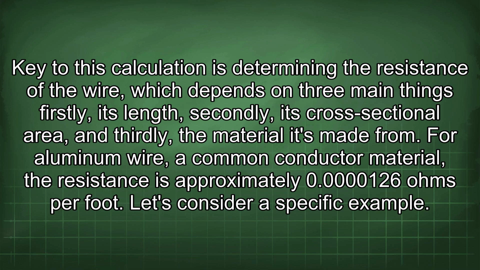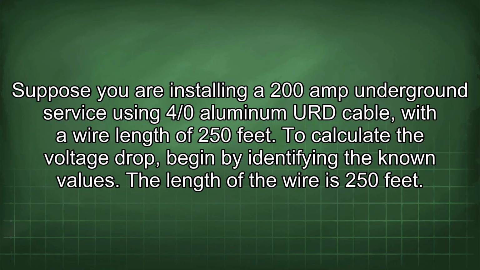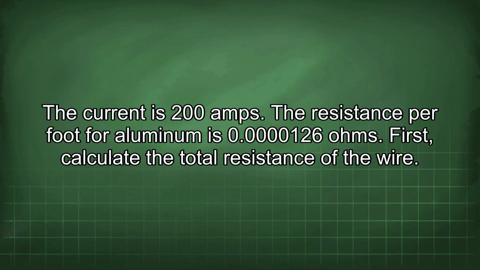For aluminum wire, a common conductor material, the resistance is approximately 0.126 ohms per foot. Let's consider a specific example. Suppose you are installing a 200 amp underground service using 4/0 aluminum URD cable with a wire length of 250 feet. To calculate the voltage drop, begin by identifying the known values. The length of the wire is 250 feet. The current is 200 amps. The resistance per foot for aluminum is 0.126 ohms.